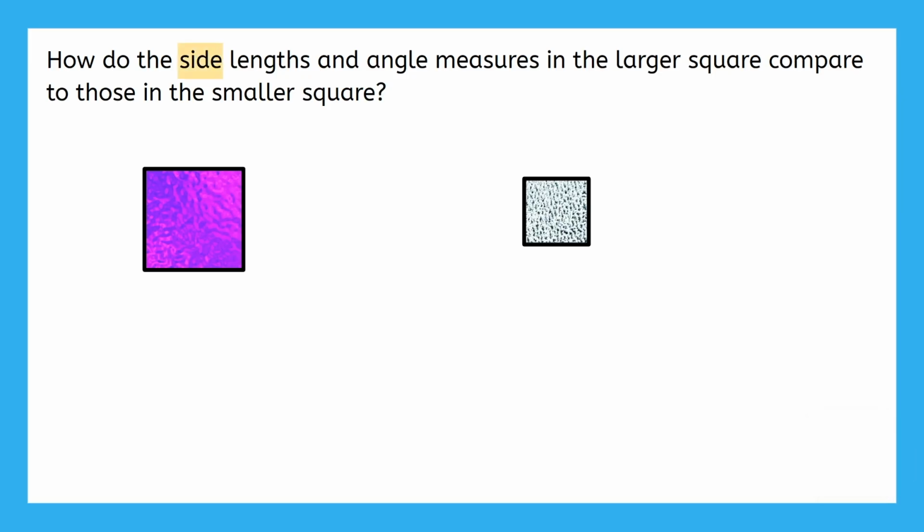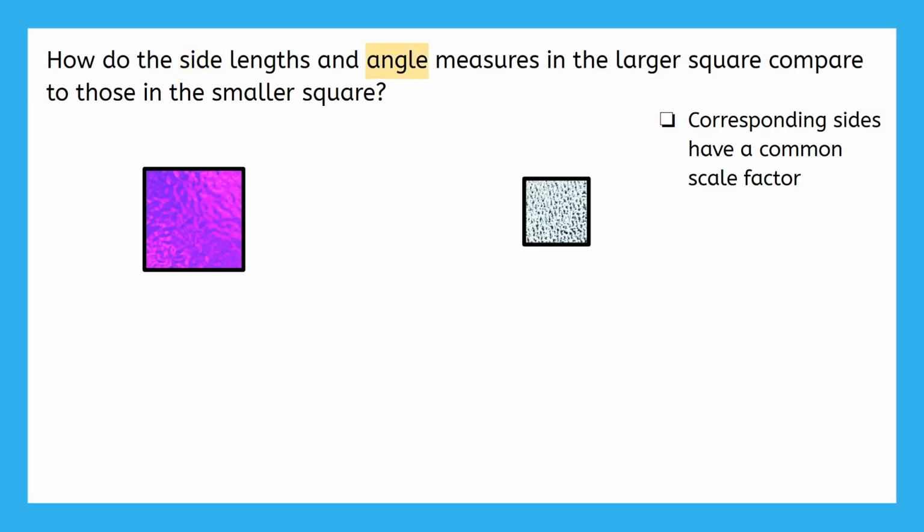Since all sides of each square are equal, we'd use the same scale factor to make every side of the large square match with its corresponding side on the small square. This means that the corresponding sides have a common scale factor. Let's compare the angles next.